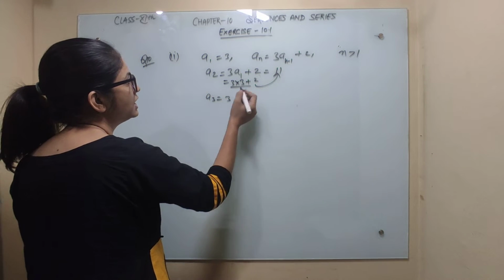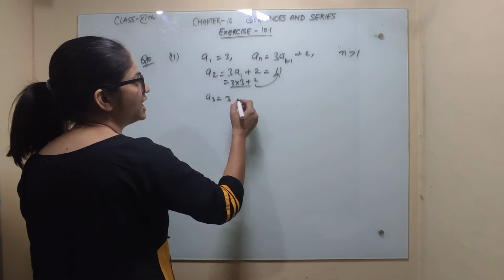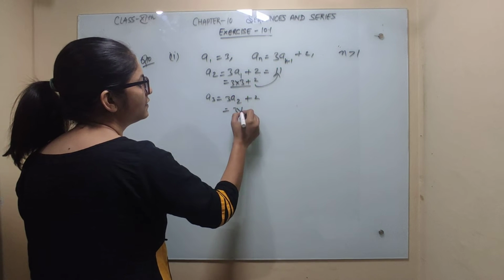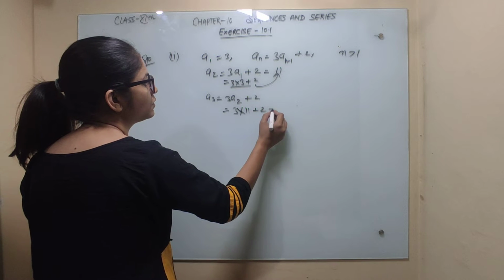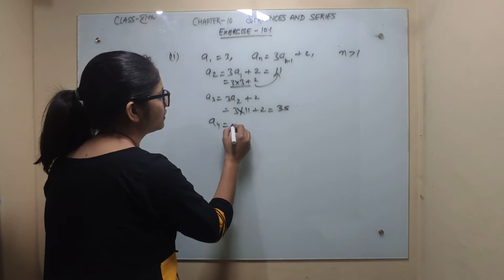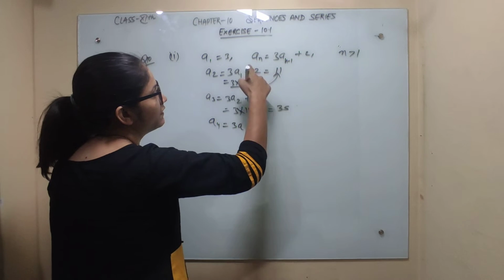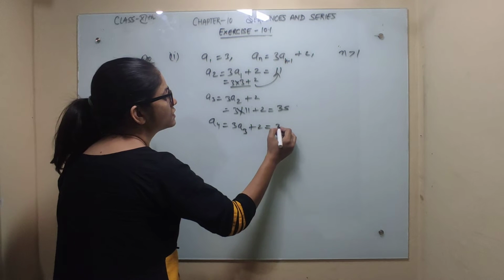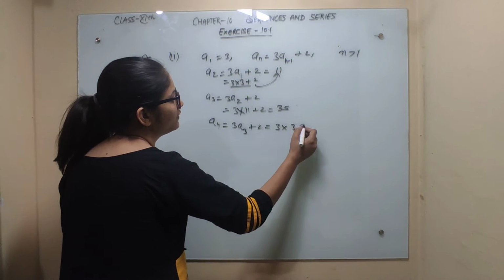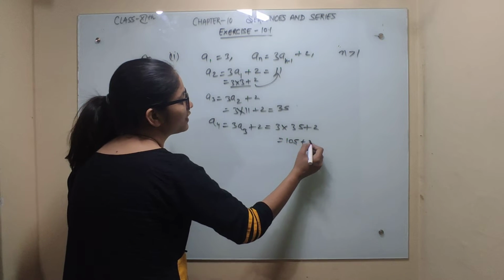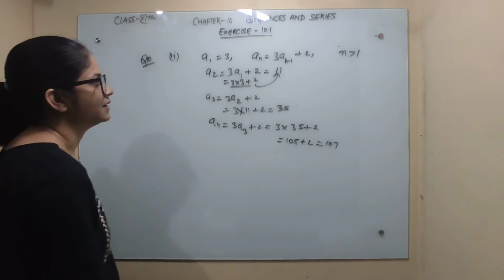A3 will be 3 times a2 plus 2. So 3 a2 is 3 into 11 plus 2, that is 33 plus 2, which is 35. Same we can write a4: 3 a3 plus 2, so 3 into 35 is 105, plus 2, that is 107.